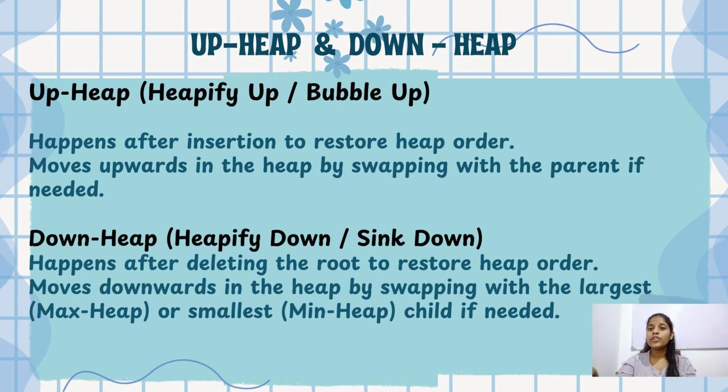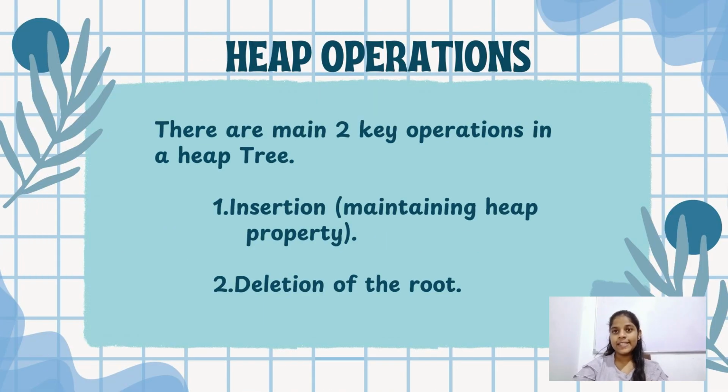In short, up heap equals heapify up, which fixes violations after insertion. Down heap equals heapify down, which fixes violations after deletion. Properties. There are two main key operations in a heap tree. First, insertion. Second, deletion of the root.